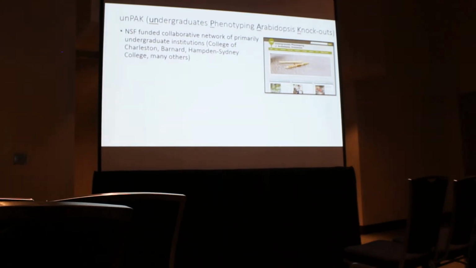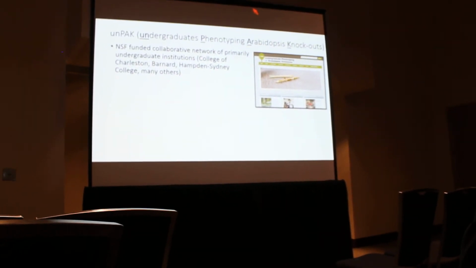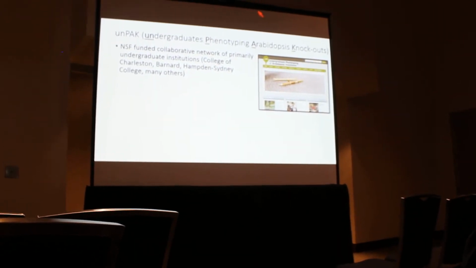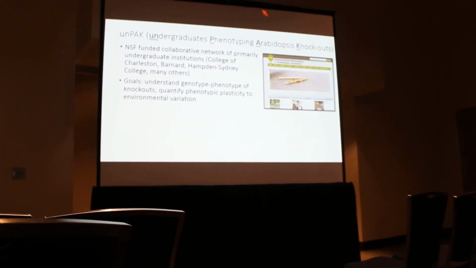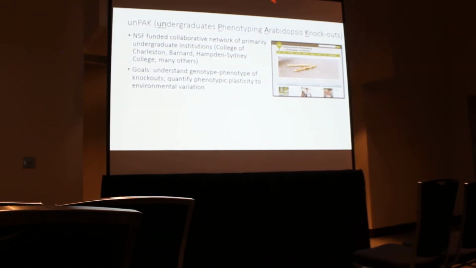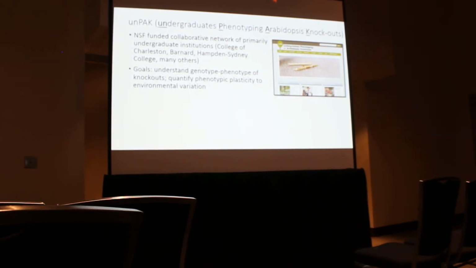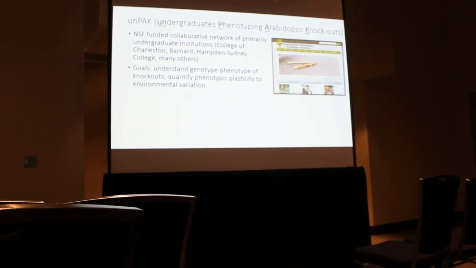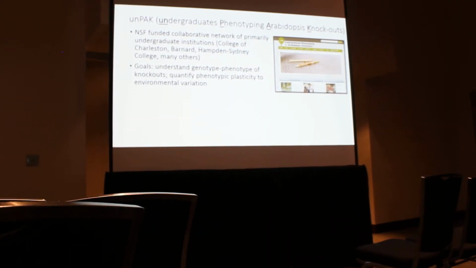Unpack stands for Undergraduates Phenotyping Arabidopsis Knockouts. This is a collaborative initiative with a lot of different, primarily undergraduate institutions. And the goals of Unpack are, big picture, to try to understand the relationship between genotypes and phenotypes using knockouts, and then also quantifying phenotypic plasticity.